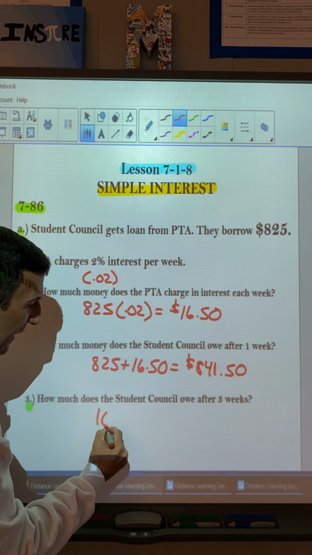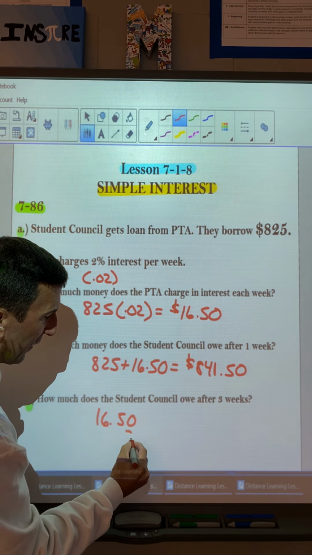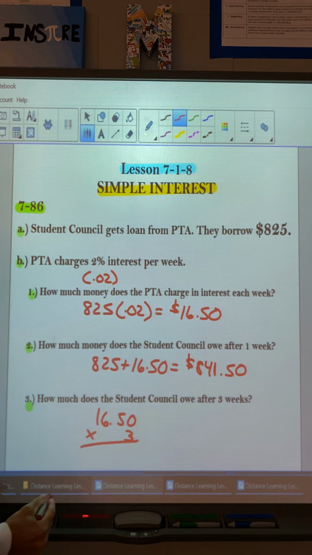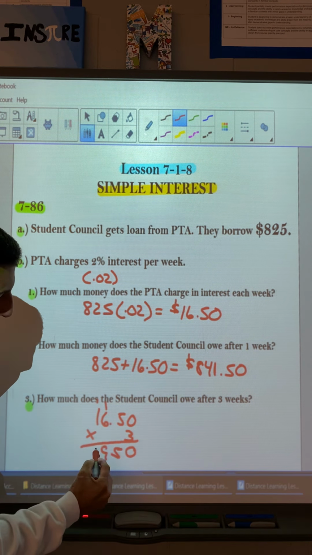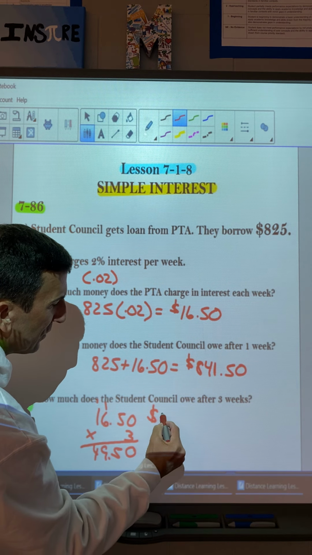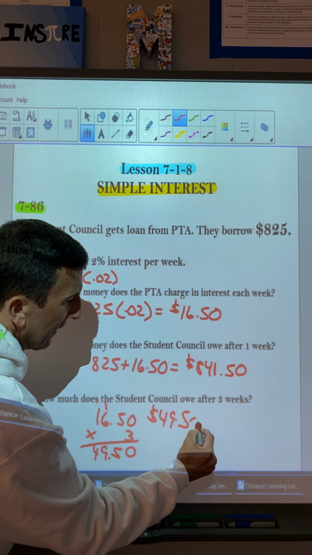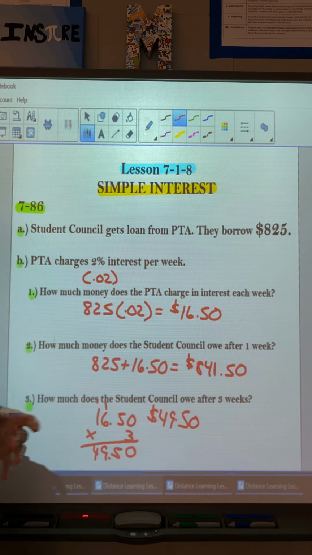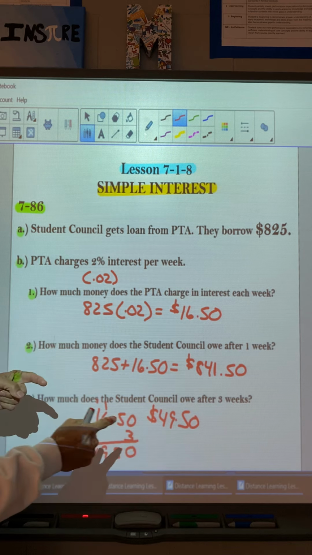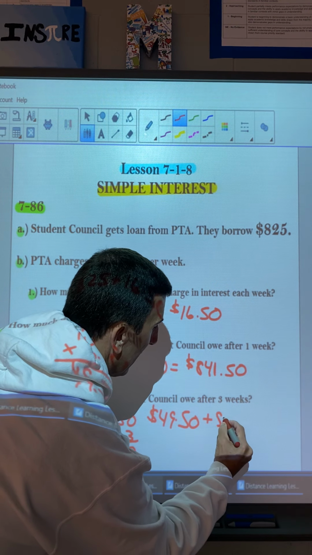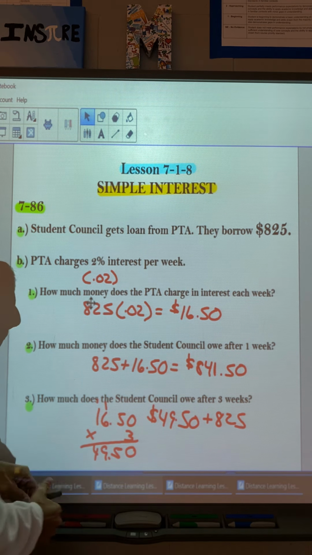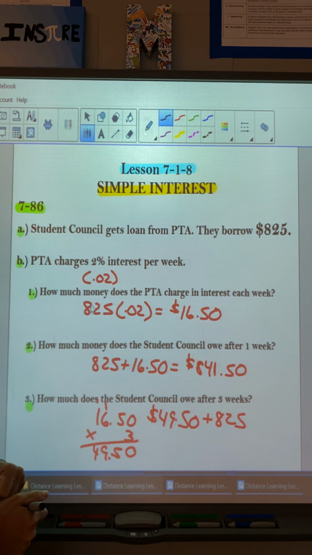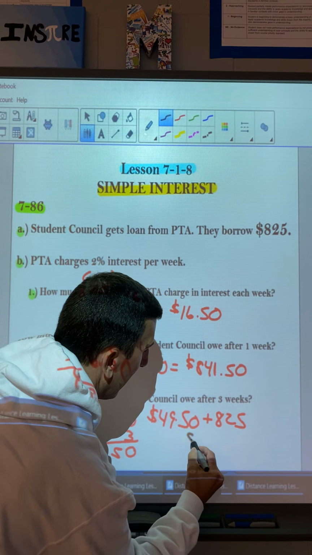So we take 1650, multiply it by 3, and you get 4950, and the interest is $49.50. That's just the interest. Now, if we're paying it back after 3 weeks, we do that plus the $825. So you would add those two together, and we would get $873.50.